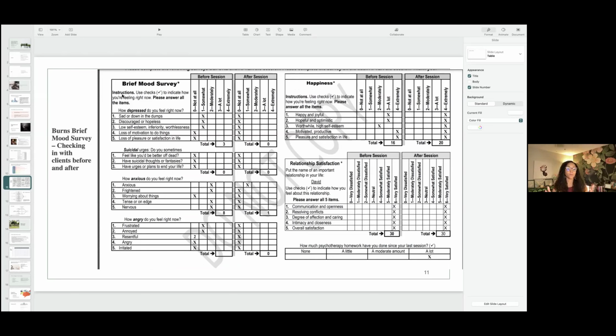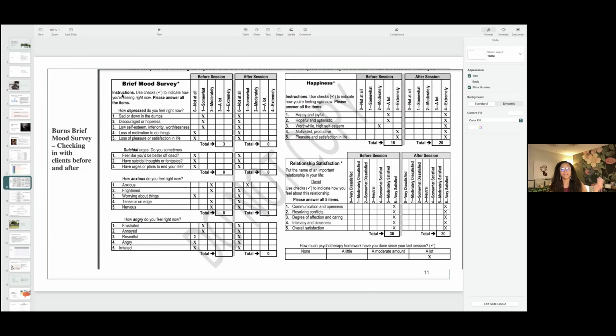And so the brief mood survey starts out asking about what you would imagine depressive feelings or a depressive episode includes. That's depressed feelings, feeling sad or down, discouraged or hopeless, low self-esteem, questions about suicide, anxiety, and anger. But then there are also questions about happiness and relationship satisfaction.